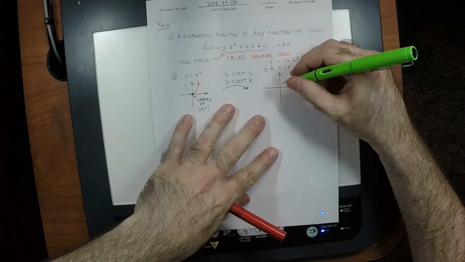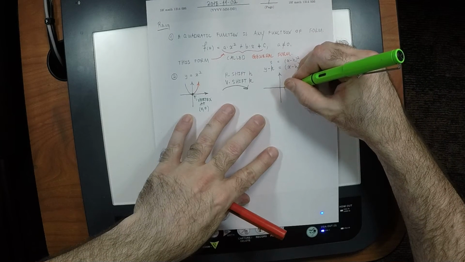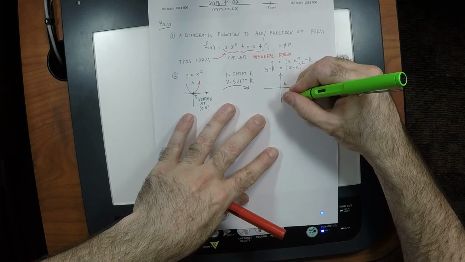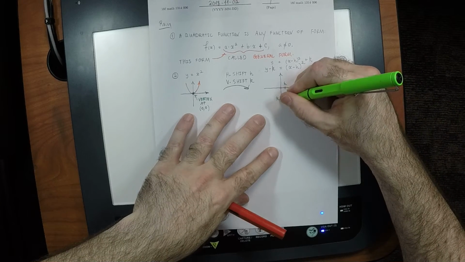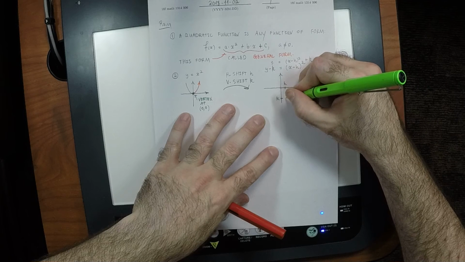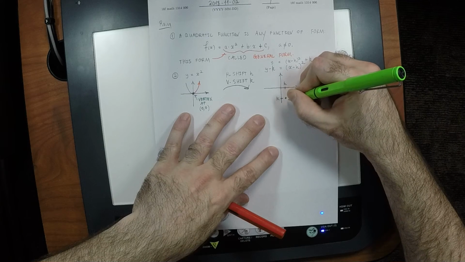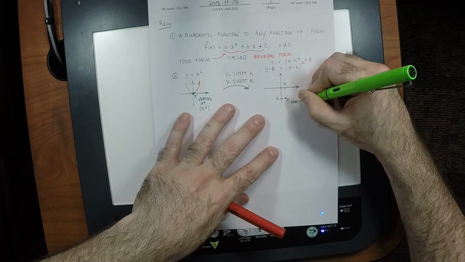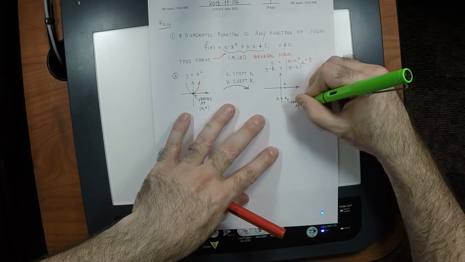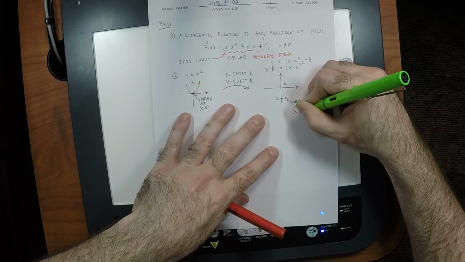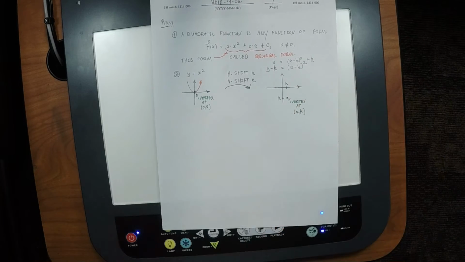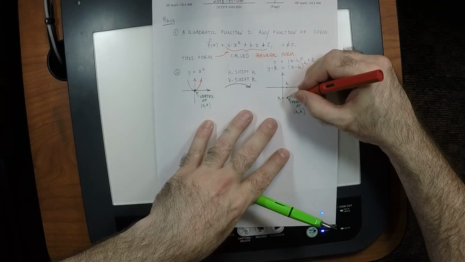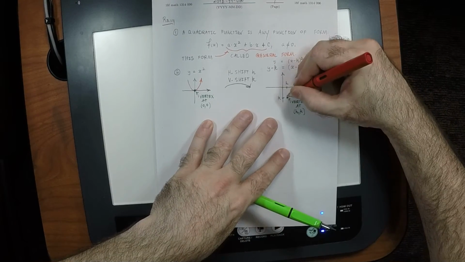The result will be that, if h happened to be positive, and k happened to be negative, then the vertex would have moved down here. So now the vertex is at h, k, and otherwise it is exactly the same. So it's a parabola that goes up like that.